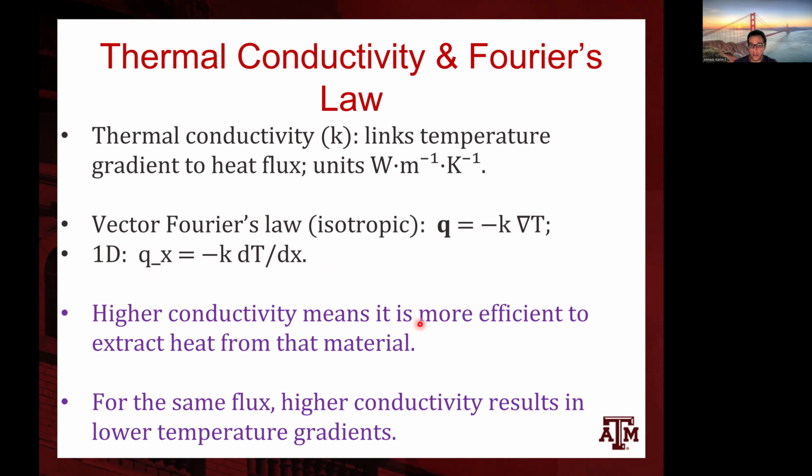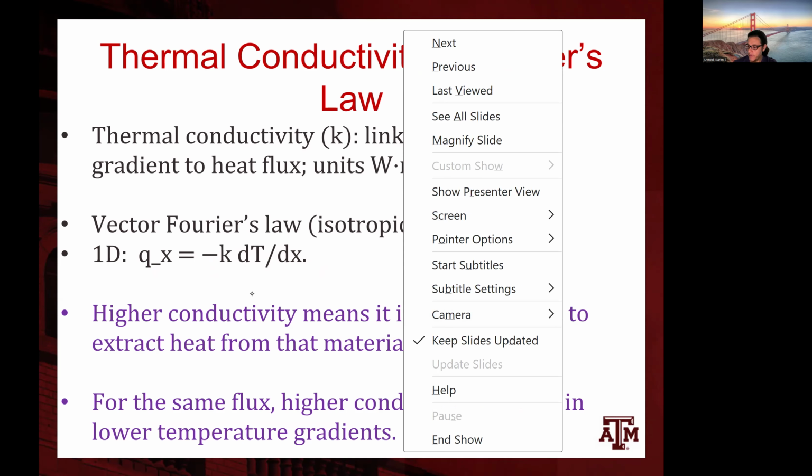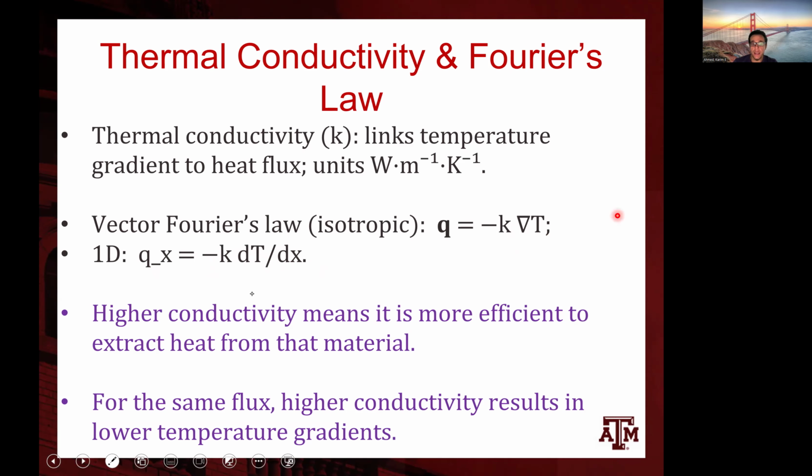Now, an important observation that we can make based on that law is, first, that the higher the conductivity, the more efficient the extraction of heat from the material, because you can get more flux for the same temperature gradient. On the other hand, if we are talking about the same flux as an input, like in our case in nuclear engineering, the heat flux from fission, the generated heat flux inside the fuel, then the higher the conductivity also means the lower the temperature gradient in the fuel.